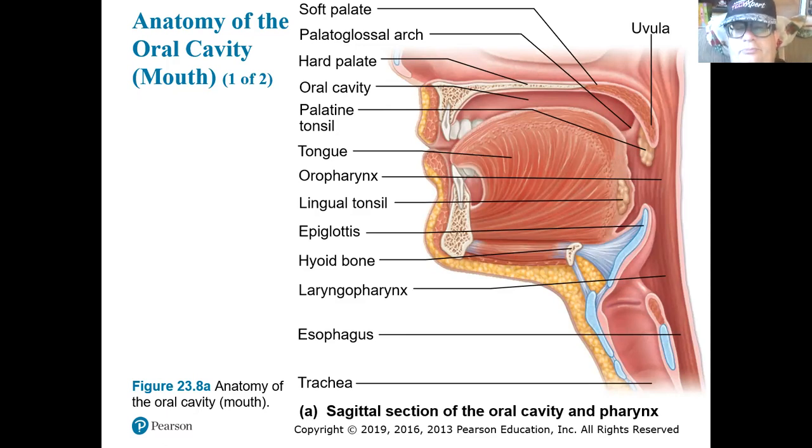Now, at each side of the palate, you have the palatine tonsils, okay? Although it's not in this picture, above the soft palate at the back, up here, about where the word uvula is, that's where you're going to have your adenoids, okay? The other tonsils. Let's see, what else do we have to point out here? At the base of the tongue, everything lingual is tongue. At the base of the tongue, you have the lingual tonsils.